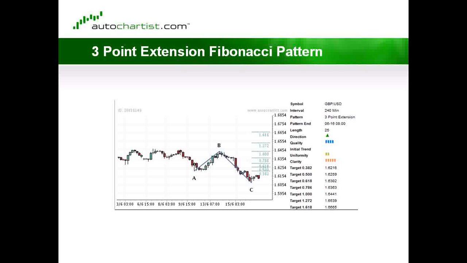So if you're looking at conventional oscillators for overbought, oversold conditions, move to the Fibonacci section of AutoChartist and look to see if the market is finishing up a 3-point extension, and see if you'll get that counter trend trade. At the same time, if you're looking at the chart patterns and you see something that looks like it's going to reverse to the upside, then you may want to look at the 3-point extension pattern to see if it's also indicating that this market has a turning point.